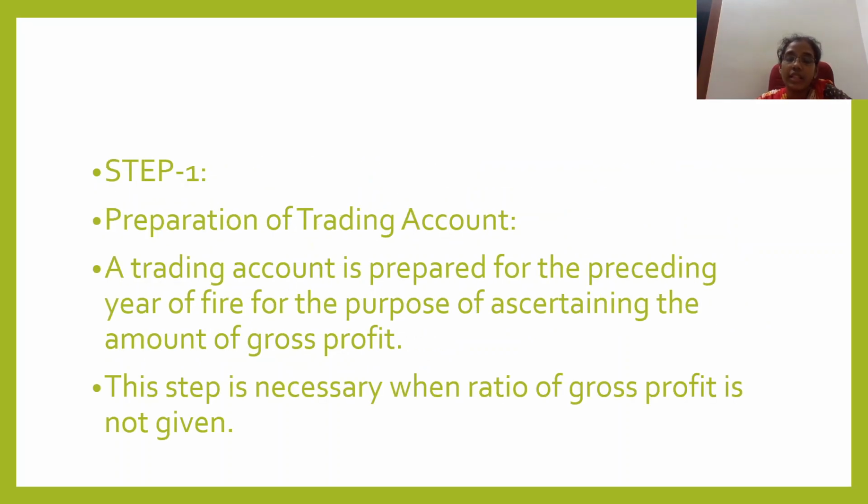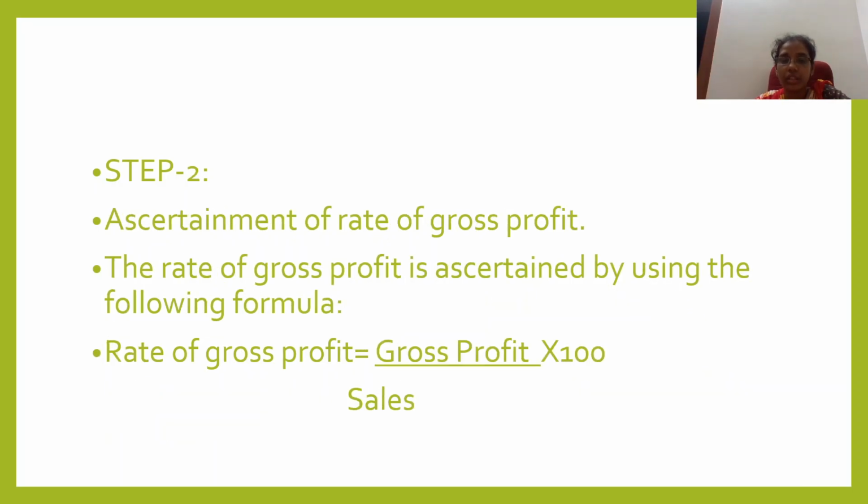The first step is the preparation of a trading account. A trading account is prepared for the year preceding the fire for the purpose of ascertaining the amount of gross profit. Why do we prepare the trading account? Only when we know the rate of gross profit can we predict the closing stock on the date of fire. For that purpose, the gross profit of the previous year has to be ascertained. This step is necessary when the gross profit ratio is not provided.